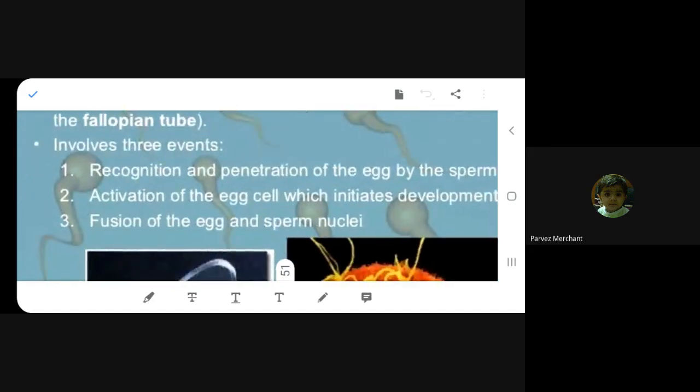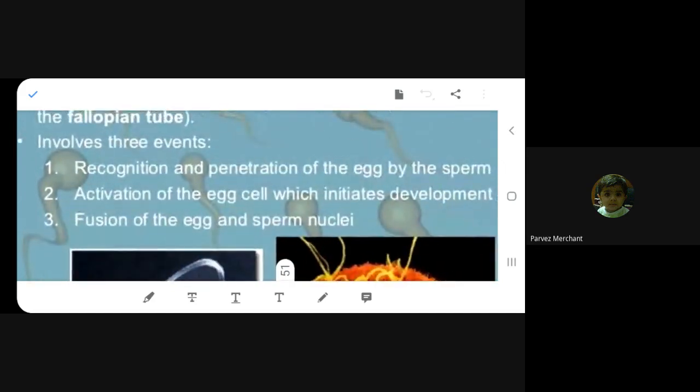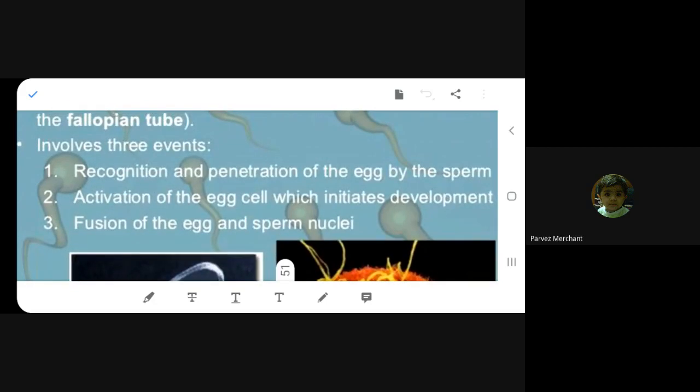Now, what are the events that are involved in fertilization? It involves three events. Number one, recognition and penetration of the egg. Penetration of the egg by the sperm. You agree with it? The sperm should know where the egg is, isn't it? So it is recognizing, okay, this is the egg. Then it goes to it, and then it penetrates it. Then it goes inside the egg cell.